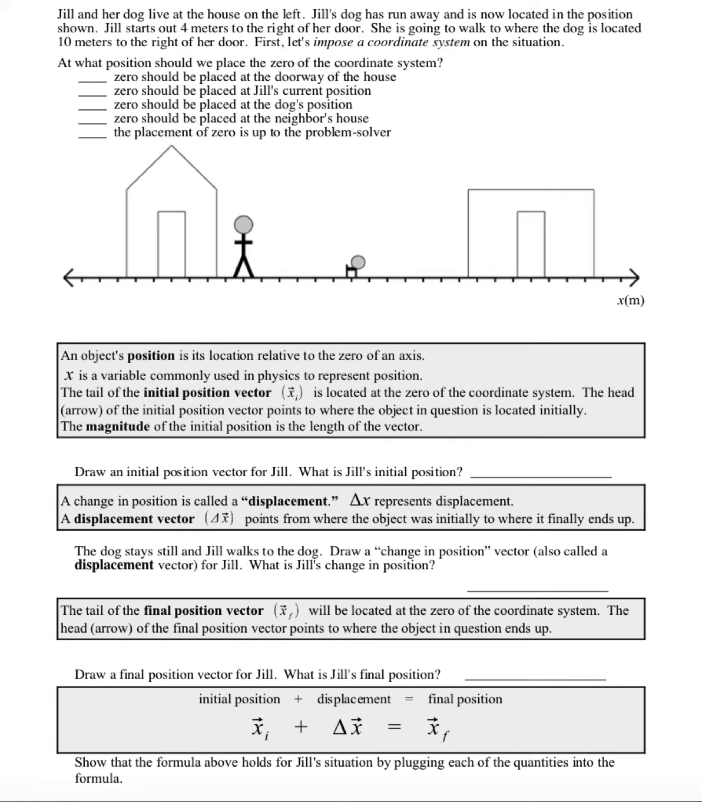Should it be that the 0 is placed at the doorway of the house? Or should 0 be placed at Jill's current position? Should it be at the dog's position, or perhaps the neighbor's house? Or maybe it doesn't matter and the placement of the 0 is up to the problem solver. Which one do you think is correct?